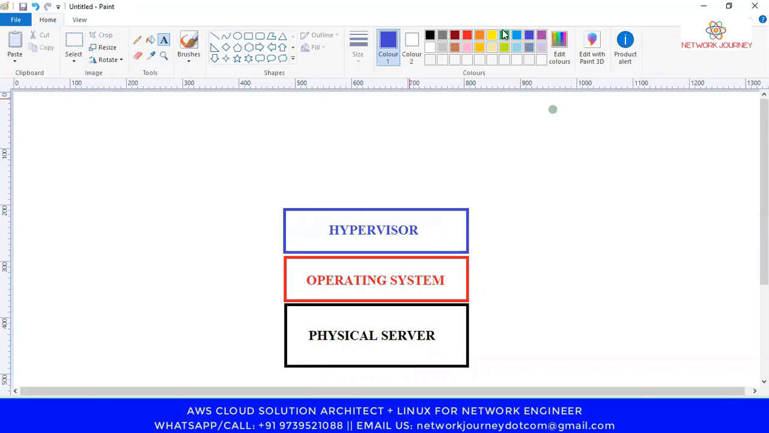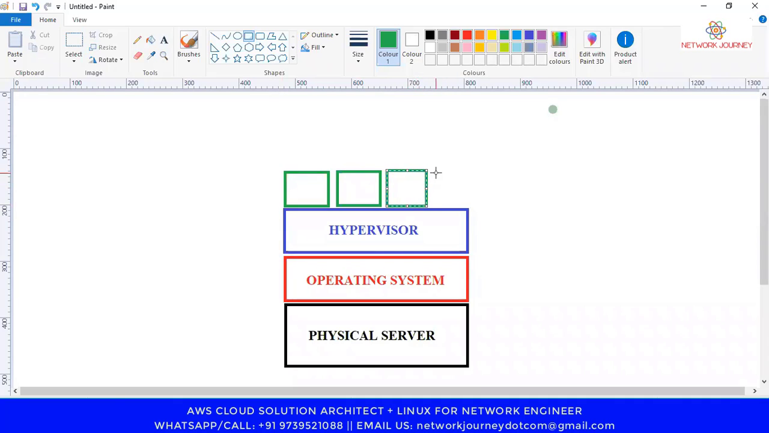On top of this, we are going to have VM1, VM2, VM3 like that. That virtual machine can have an operating system further, which I can call the guest operating system. Whatever operating system is on top of the server is the host operating system. Whatever operating system is on top of the virtual machine is the guest operating system.